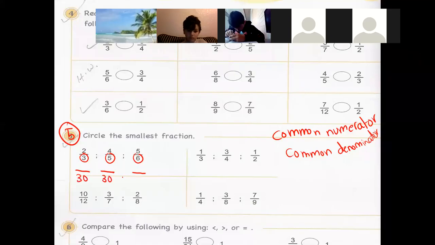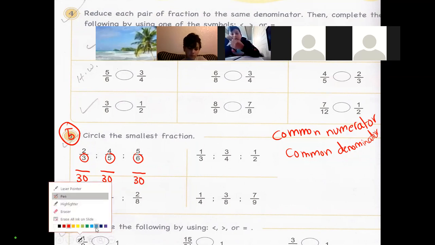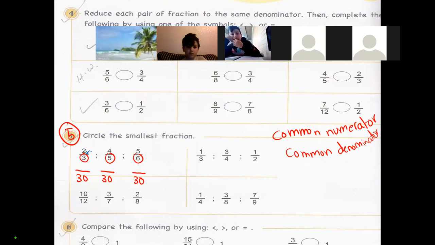I will write over 30 in all. Now I look at the first denominator, table 3. Which number in table 3 gives us 30? 10. So we have to multiply by 10. Look at the second denominator, table 5. Which number in table 5 gives us 30? 6. So we multiply by 6. Which number in table 6 gives us 30? 5. We multiply by 5.